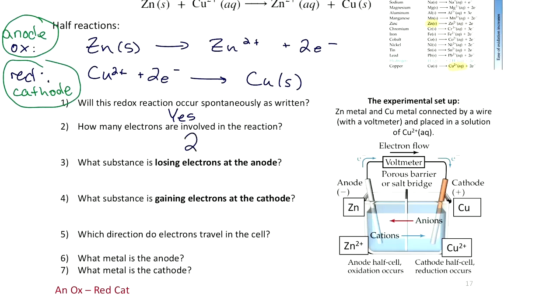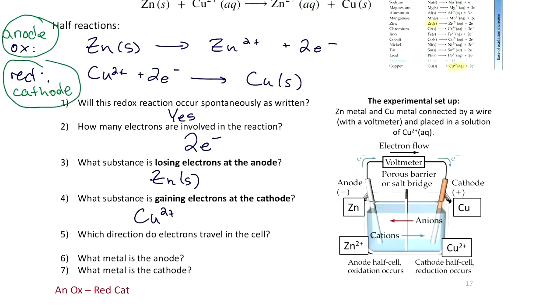2, yes, because you can see it in the half reactions that we wrote. All right. What substance is losing electrons at the anode? Zinc solid, yes. And then what substance is gaining electrons at the cathode? It would be copper 2+. Copper 2+ is gaining electrons.